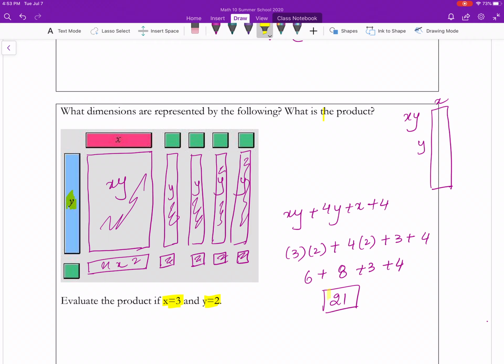Just so you know, this last one where we're using this y tile, it's not there in our curriculum, so you don't have to worry about this one. So that was 5.1a, and tomorrow we'll work on 5.1b.